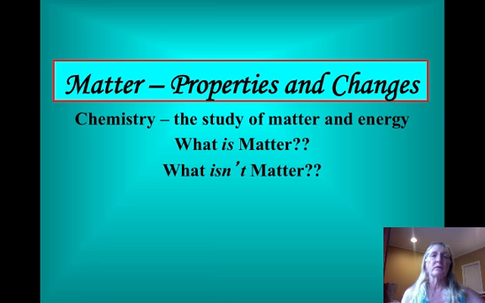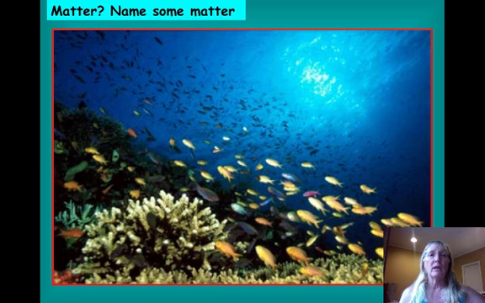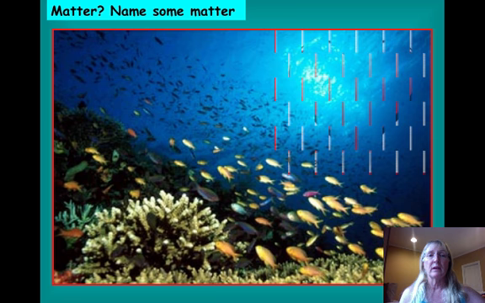So let's start first with what is a definition of matter, or what is not matter. Now if you take a look at this beautiful reef scene, it's fairly evident that the fish and the coral and the water that they're swimming in is definitely matter. But that bright light you see in the upper right corner is not matter because it's clearly sunlight, or energy from the sun. So what we need is a way to define matter.